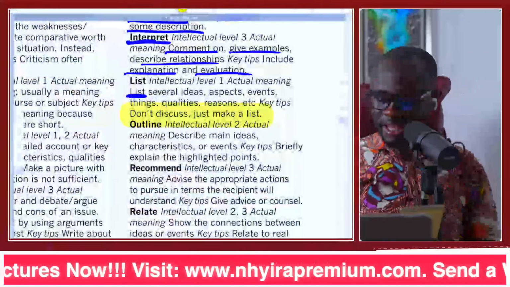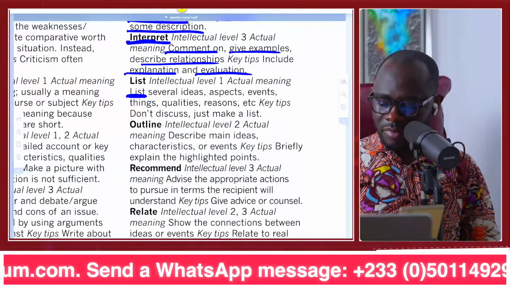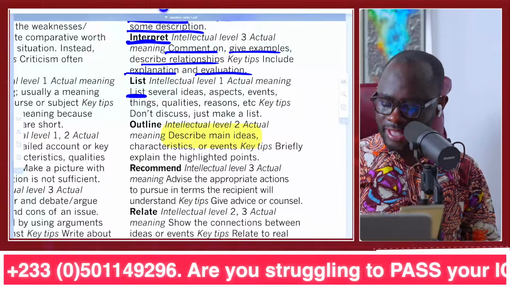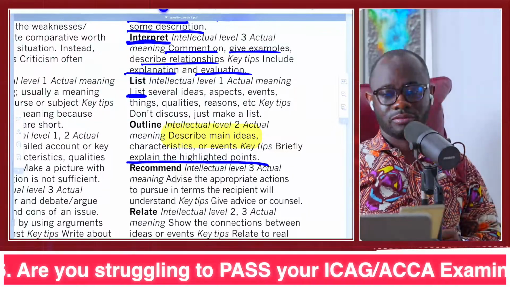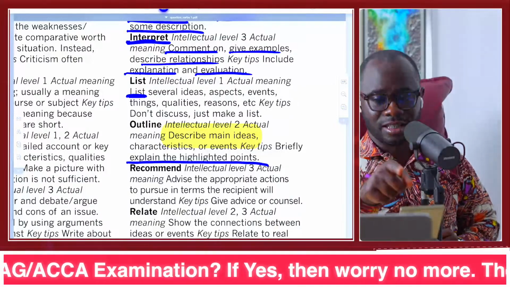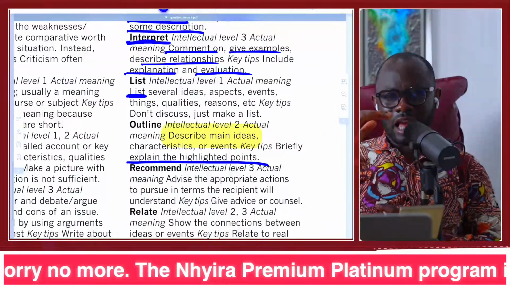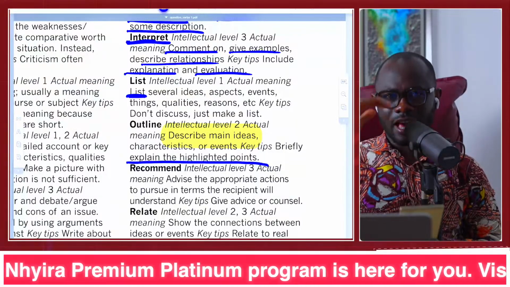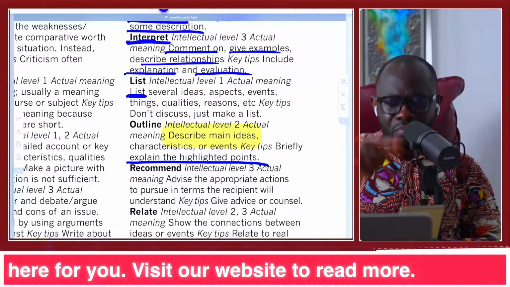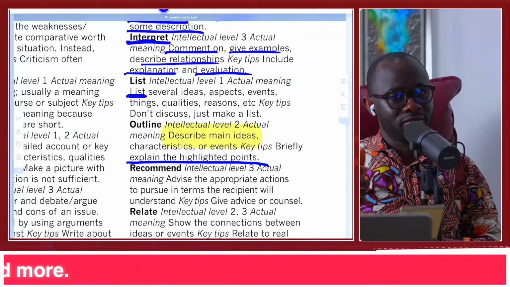Next one, outline. Outline means describe main ideas, characteristics. Key tip here is briefly explain the highlighted point. So outline is not the same as list. Outline is the baby of discuss, explain, and those things. So with outline, you have to briefly explain what is going on. Just briefly.